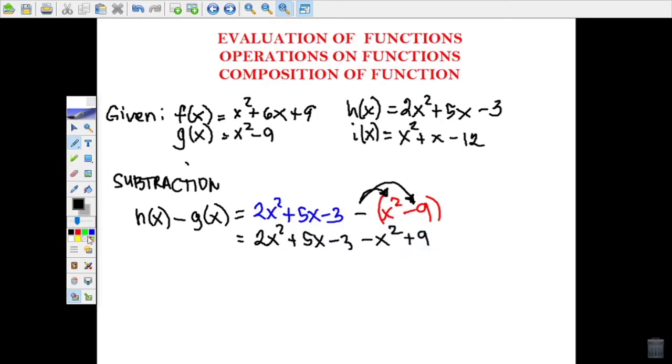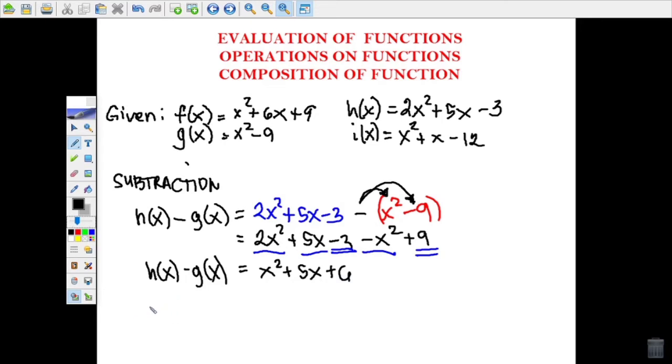Okay, after this, combine like terms na natin. We have 2x squared, we have negative x squared. So, pag kinombine yan, the answer would become x squared na lang. Then, we also have 5x. Ay, wala na. 5x lang. So, pwede natin isulat na lang na 5x. Then, we also have negative 3 tsaka 9. So, 9 minus 3 is 6 na lang matitira. So, plus 6. Okay? So, the final answer here for h of x minus g of x would become x squared plus 5x plus 6.